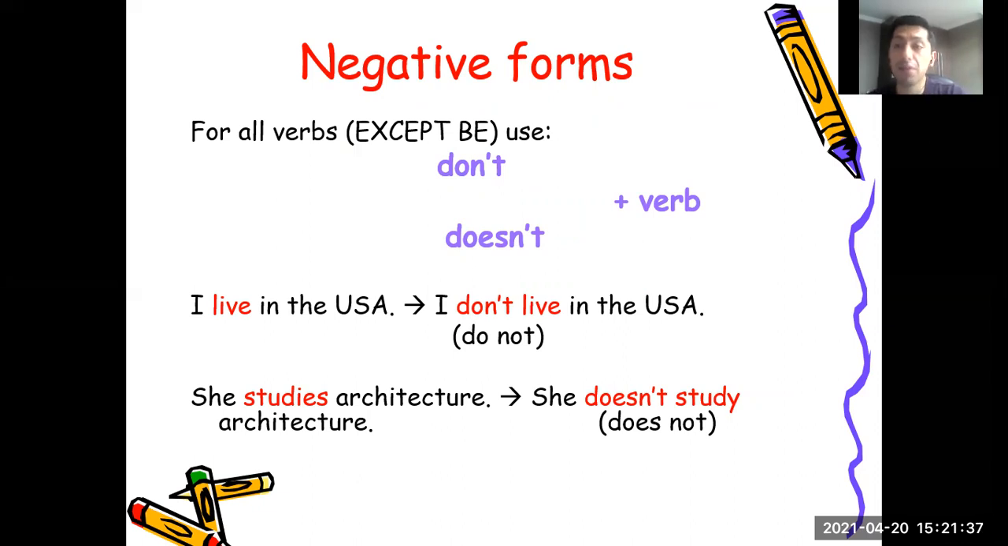In the case of the third person singular, he, she, or it, you have to use the auxiliary doesn't, but in this case, you don't have the verb changed anymore. So, she studies architecture becomes a negative form: she doesn't study architecture, or she does not study architecture if you don't want to use the contraction.